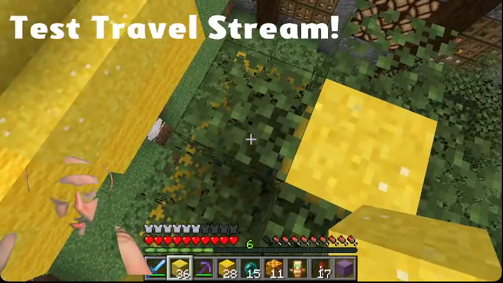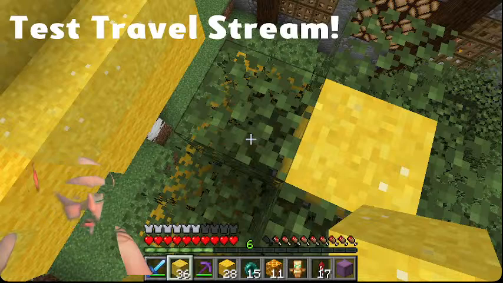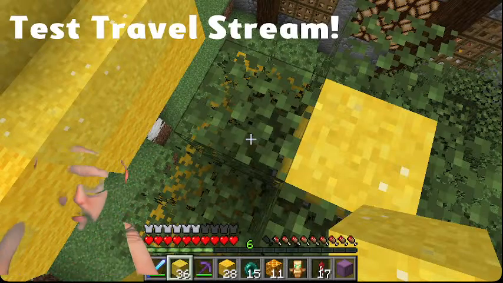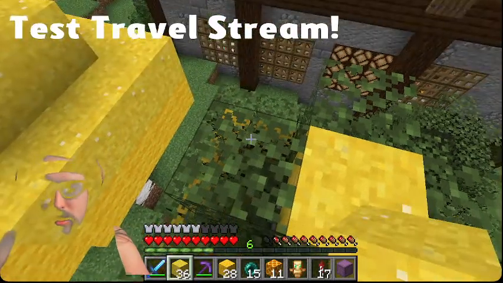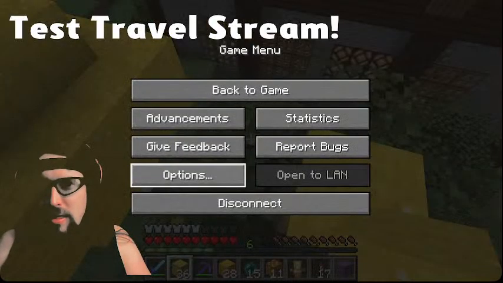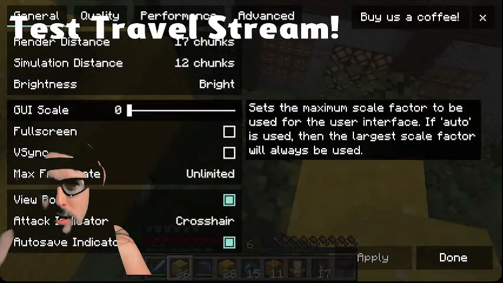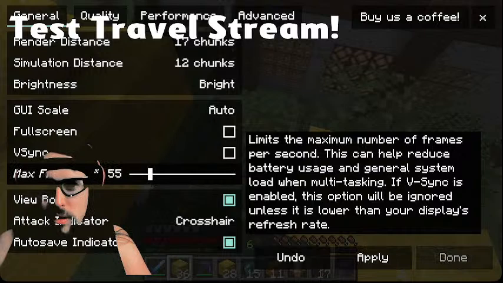Okay. Maybe cap the FPS again. Maybe the hardware encoder will play nicer. Well, OBS is already capped at 30 frames a second, but we can cap the in-game frame rate as well. Let's cap that to 35.